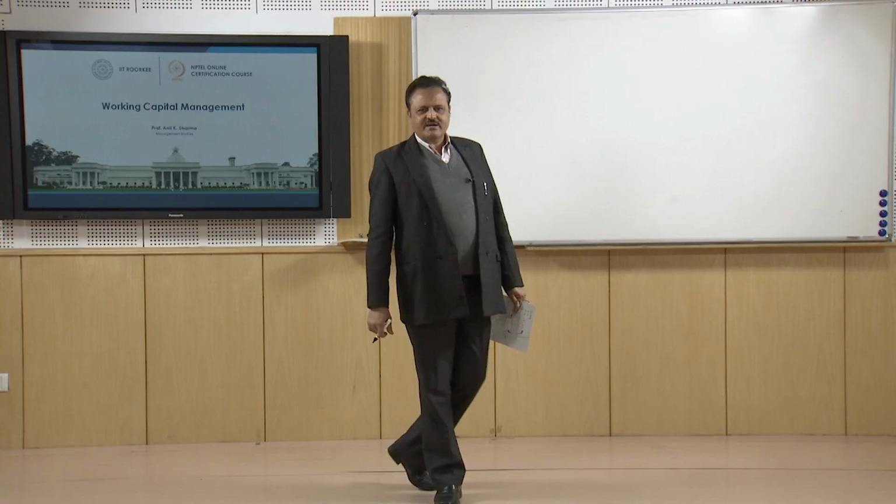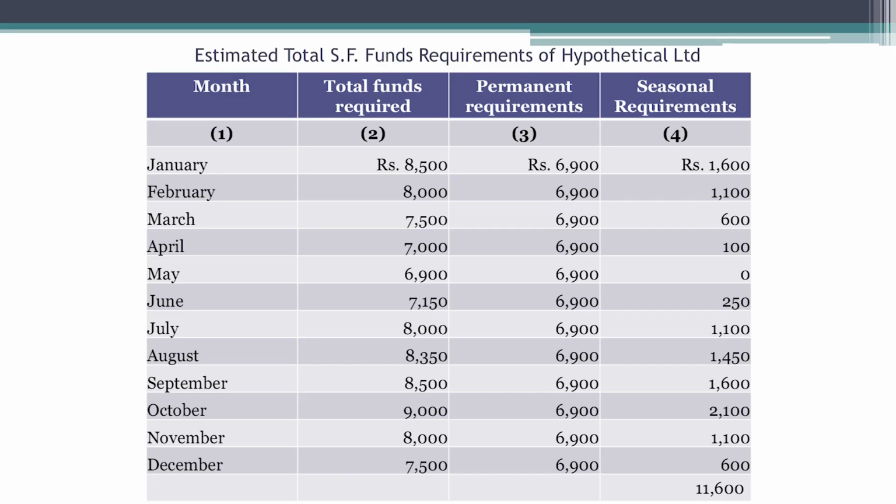So, what is the fluctuating requirement? We have worked out the fluctuating requirement over the different months. Say, for example, sometimes it is 1,600 rupees, sometimes it is 1,100 rupees, sometimes it is 600 rupees, then it is 100 rupees. In the month of May, there is zero seasonal or fluctuating requirement. And in October, the seasonal requirement is 2,100, which is the maximum.